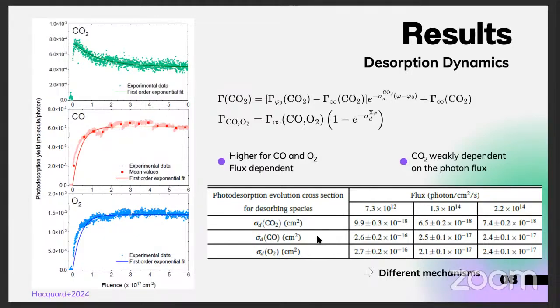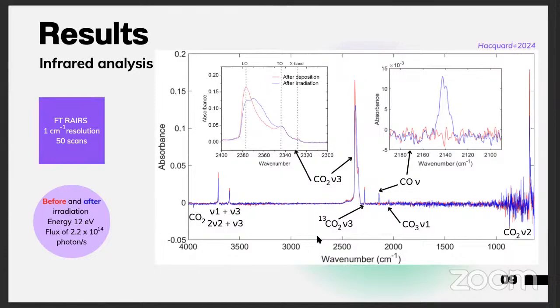We inspect the ice bulk, so we perform infrared spectroscopy. Here you can see the spectra before and after irradiation, in red and in blue. You can see bands attributed to CO2, with the combination mode band here, the stretching mode of the CO2 right here, the stretching mode of the isotopologue 13CO2, and the bending mode. The two other bands are attributed to CO, of which we can see a zoom here, and CO3. I will focus first on the CO2 stretching mode that you can see here.